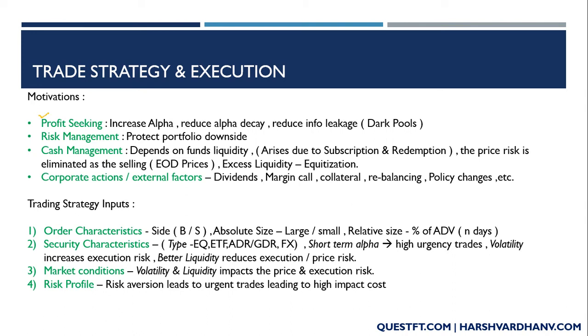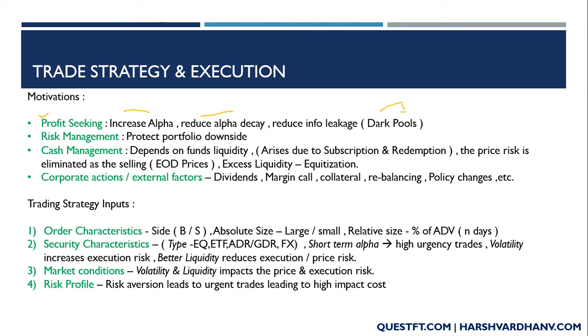Obviously, profit seeking is one of their motivations, increasing the alpha, reduce the alpha decay. Alpha decay is basically, suppose you are planning to buy Reliance at, say, 2100, and that is your decision making price, but you end up putting the order at say 2110, a 10 rupee or a $10 difference. So that is your alpha decay. So alpha is basically the value that you lose in the delay of making the actual investments, and reduce the info leakage.